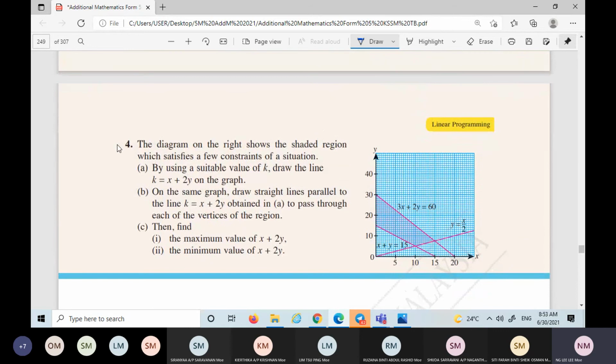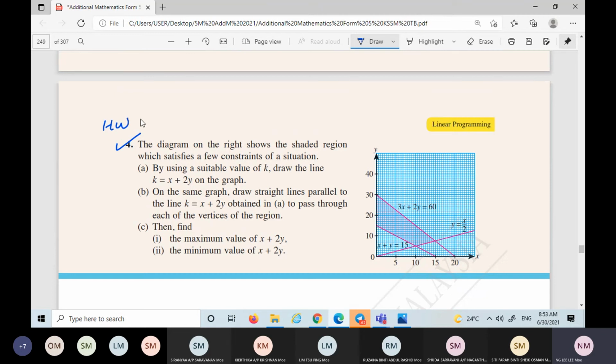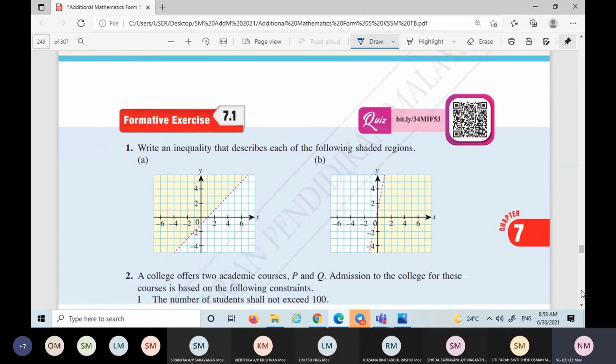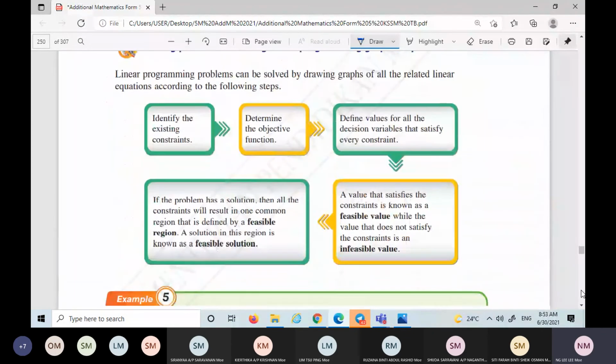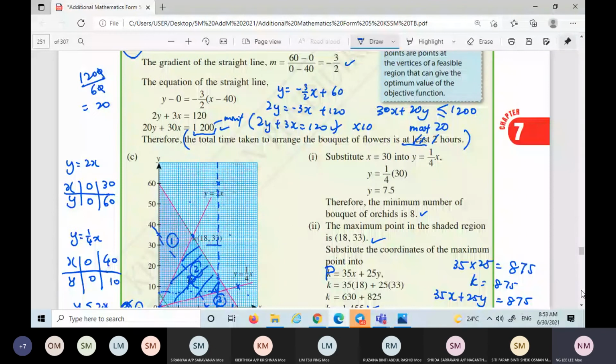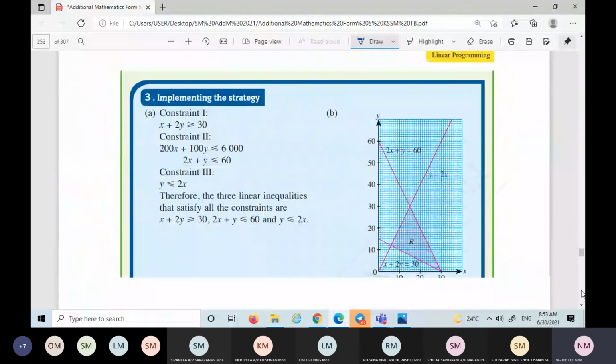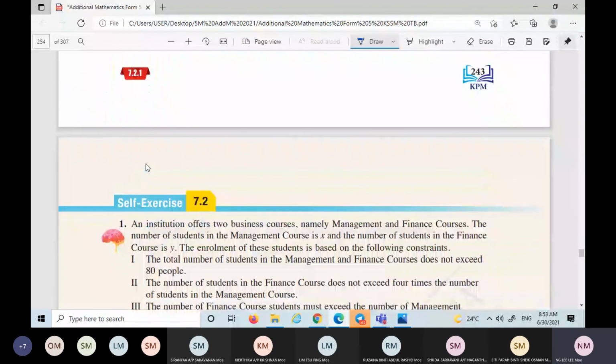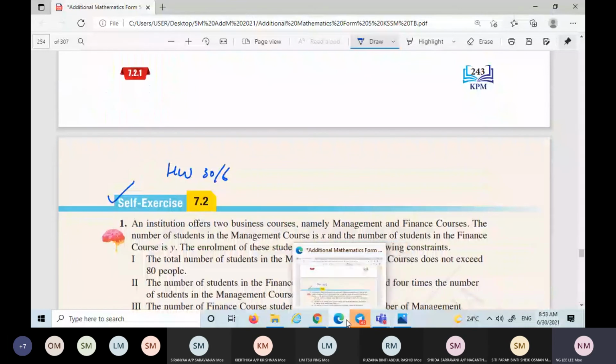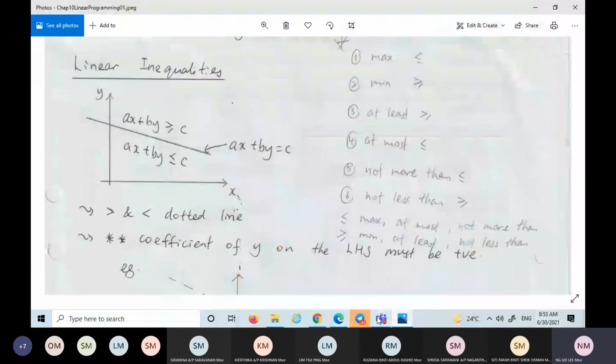Your homework is these questions. You remember the previous exercise, you still have number 4 you didn't do yet. So this is the homework for today. And then you try out these 2 questions. Here there are 2 questions.